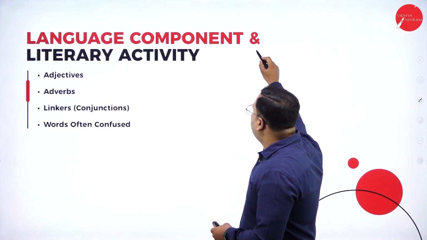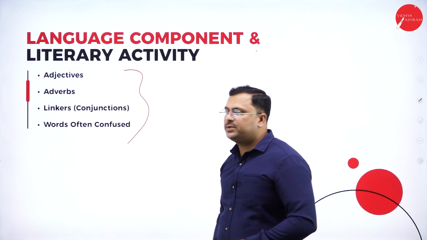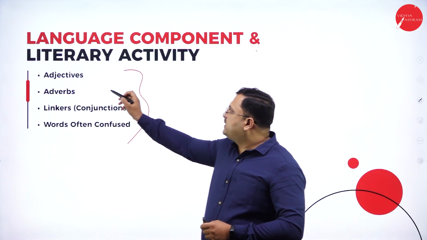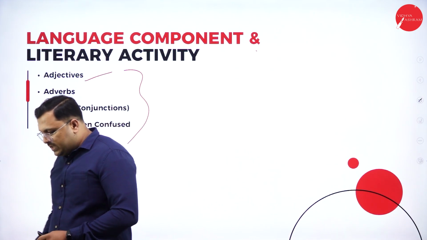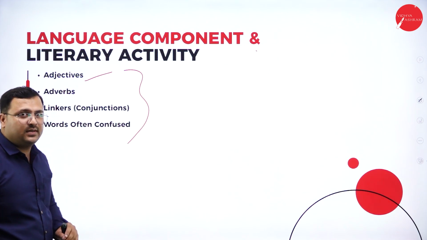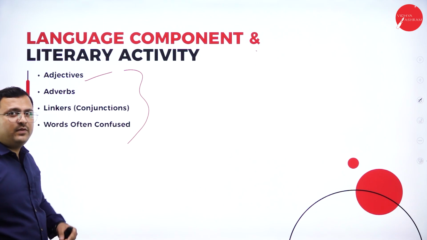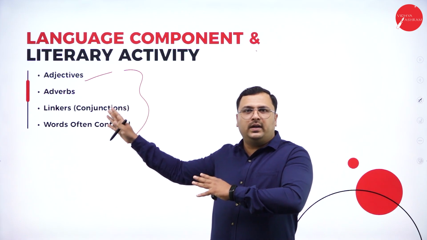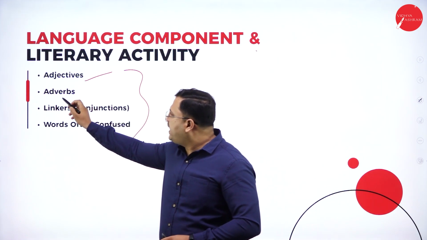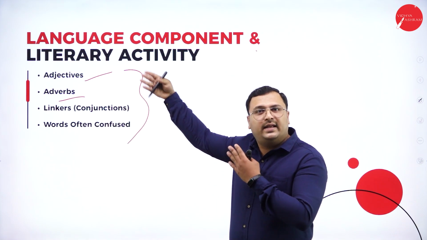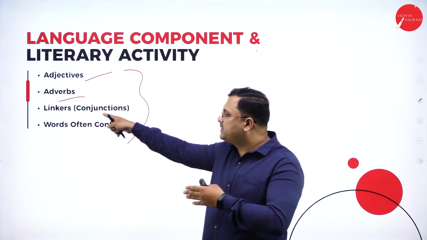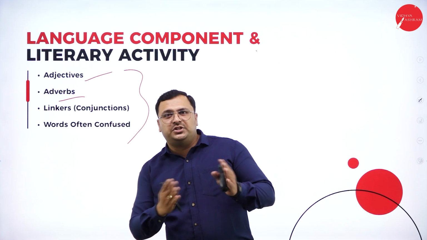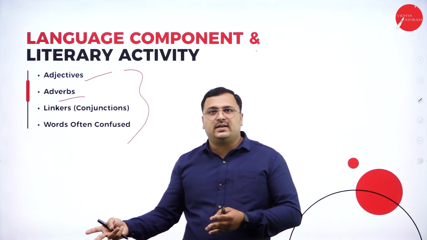Coming to the language component part, you have 4 things to learn in this semester. In the previous semester also, you had the same pattern of syllabus. So this semester you have adjectives. You know what adjectives are, but in this semester, we will learn the types of adjectives, their usage, and how to use them properly in a sentence. Then adverbs. This is also like the adjectives. You know something about adverbs, but in this semester we will go into detail: where to place them, and how they change the meaning of the sentence when placed in the wrong place.